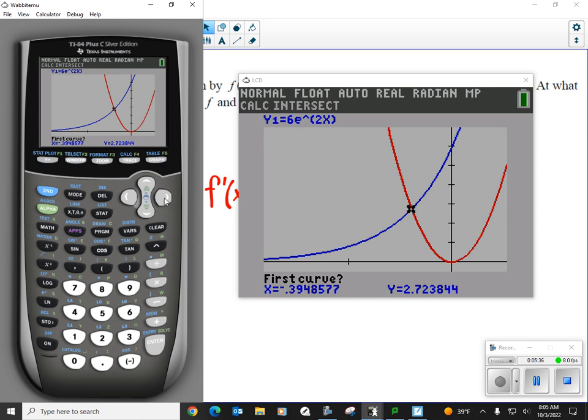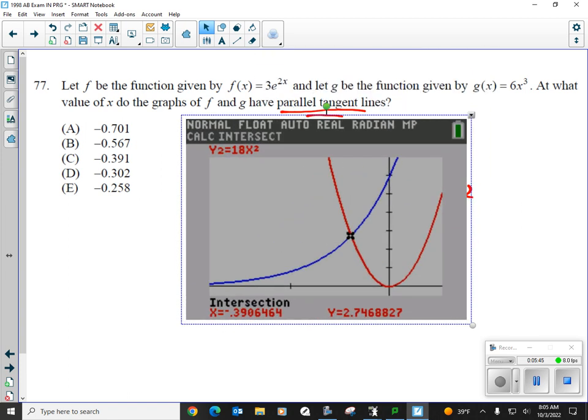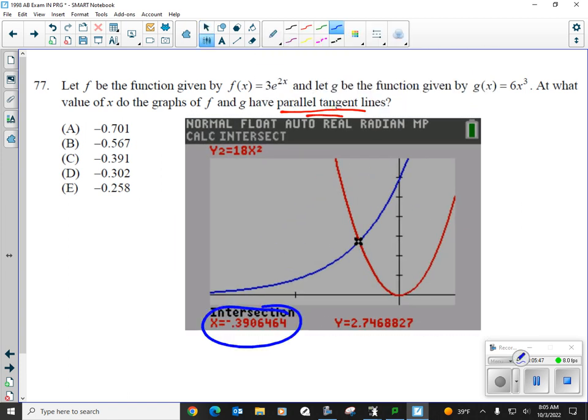I just go close and hit enter 3 times. 1, 2, 3. There you go. Boom. I got to cover the work. Negative 0.39. That 0 will become a 1 because the number after it is 5 or bigger. C.